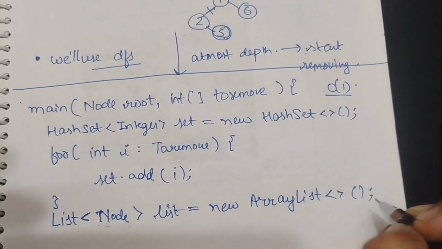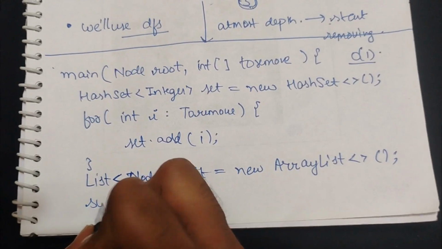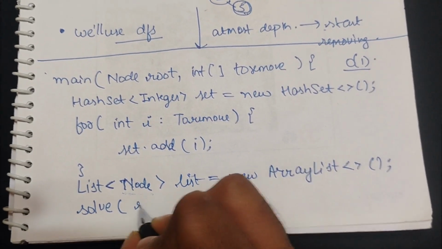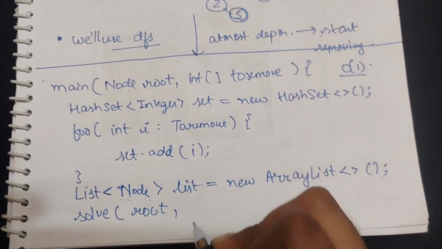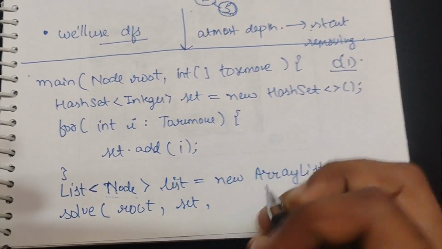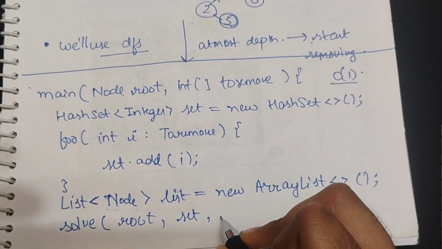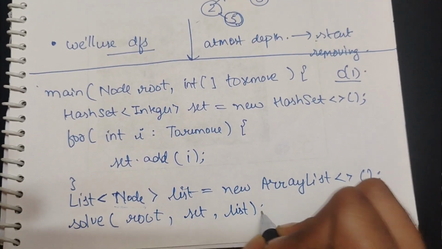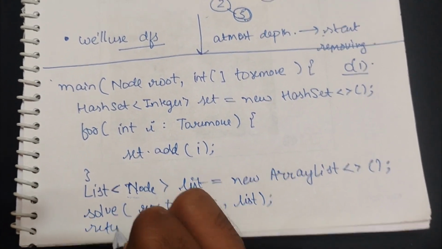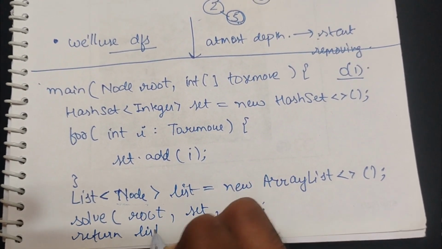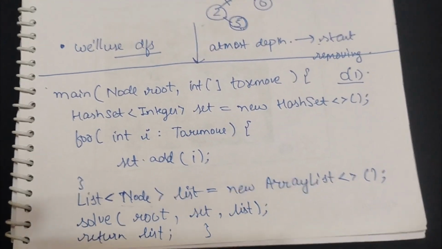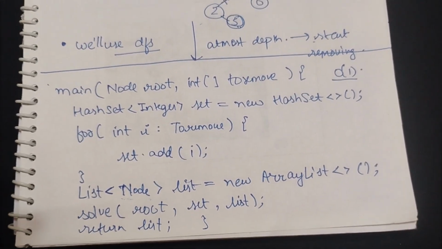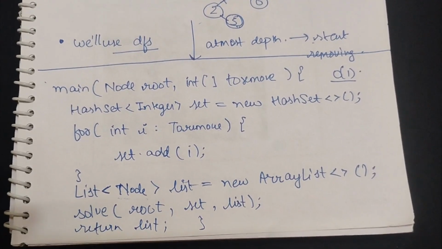Now I will write the solve function. For that, first I'll just make the function. I'll call this function over here. I'll pass the root of the tree, then the set of all the elements which I have to remove, all the nodes, and then this list. After that I will return this list. Okay, so this is the main function. Now we'll write the logic, the solve function, next.